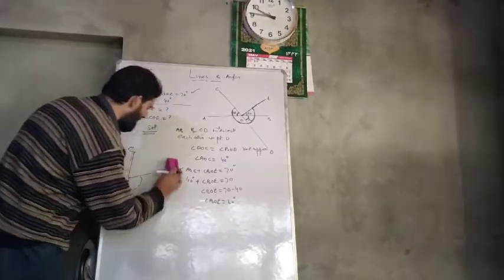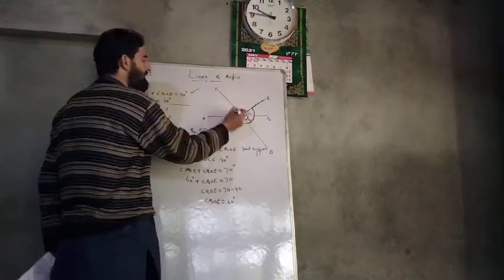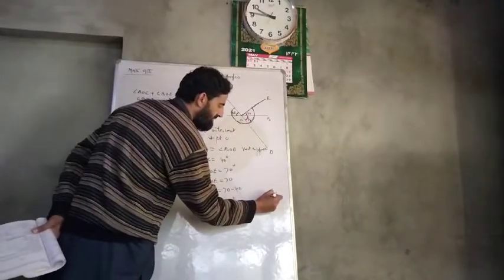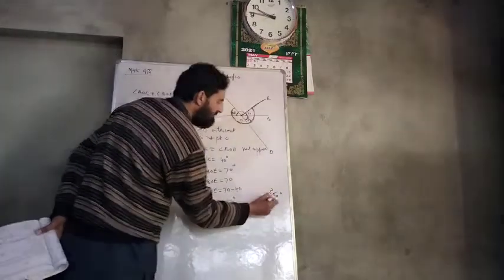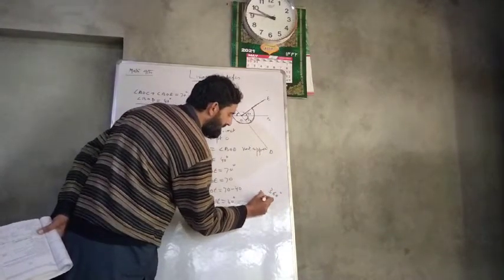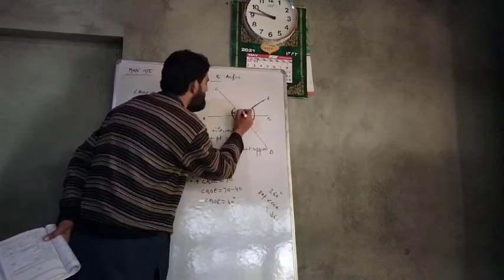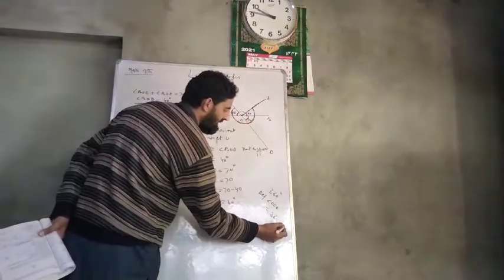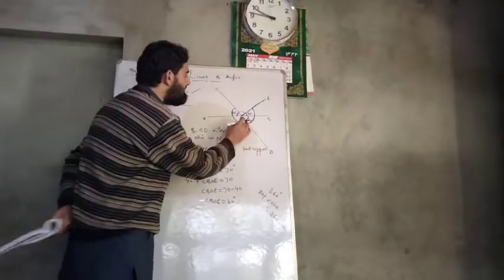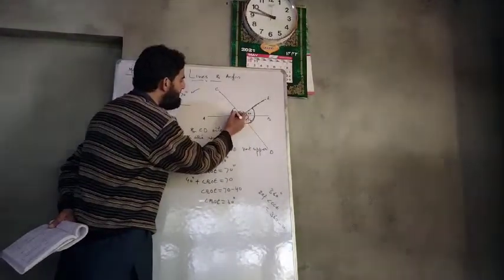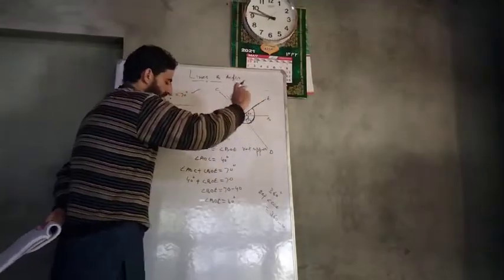There are two ways to find the reflex angle COE. We know that the sum of angles at a point is equal to 360. If we know the measure of angle COE, then reflex angle COE is equivalent to 360 minus that angle. If this is suppose 80, we shall subtract 80 from 360, and that is the reflex of angle COE. Or the second way is we shall add all these angles, this angle plus this angle plus this angle. This is the reflex angle of COE.